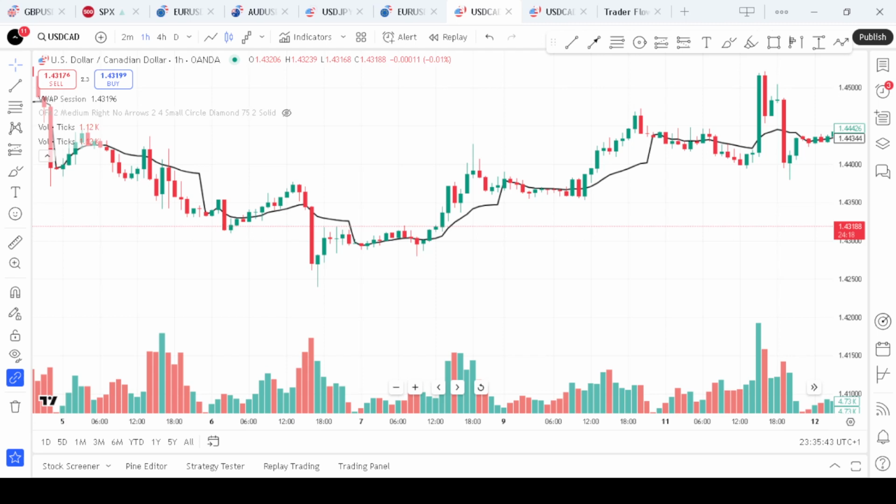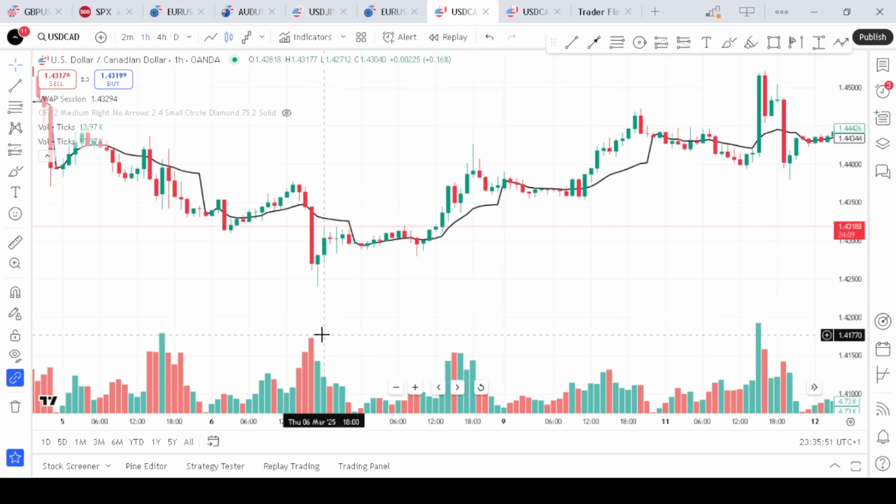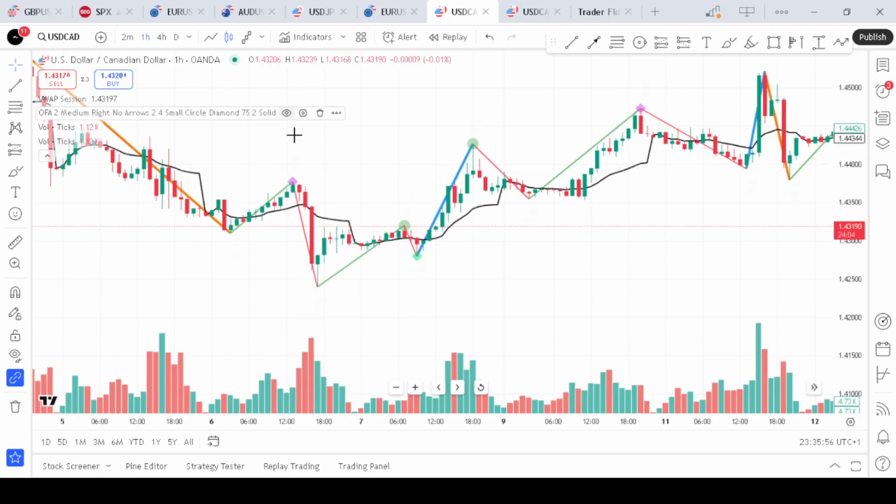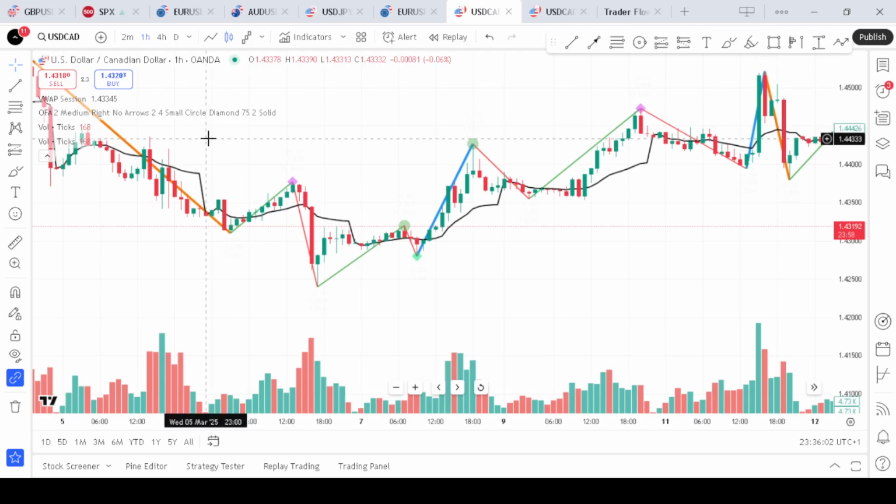Now, what is the order flow VWAP? The order flow VWAP is a powerful analytical tool that combines two essential trading concepts. The first one is the order flow analysis. The second is the volume weighted average price, which is the VWAP. This combination provides traders with a comprehensive view of the market dynamics, offering insights into both price trends and real-time trading activity.